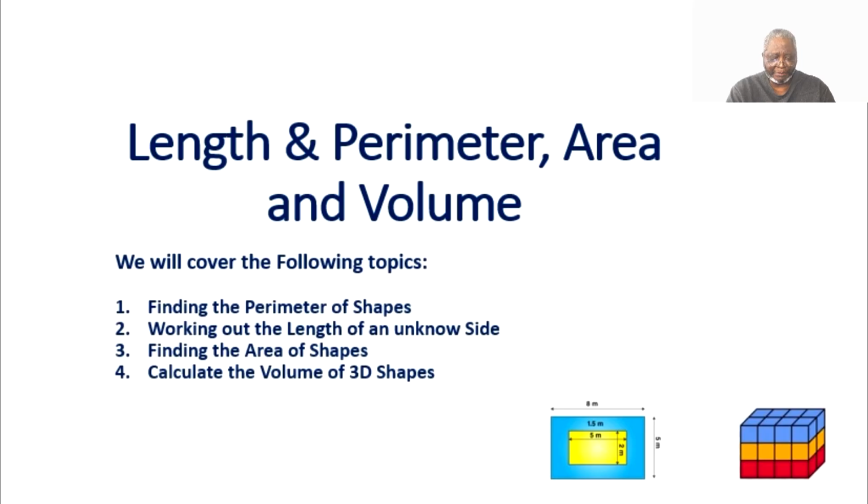Today's lesson is Lesson 3 on length and perimeter, area and volume. We will cover the following topics: finding the perimeter of shapes, working out the length of an unknown side, finding the area of shapes, and calculating the volume of 3D shapes.